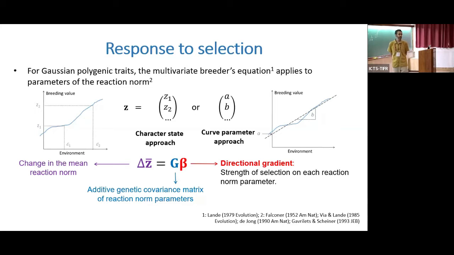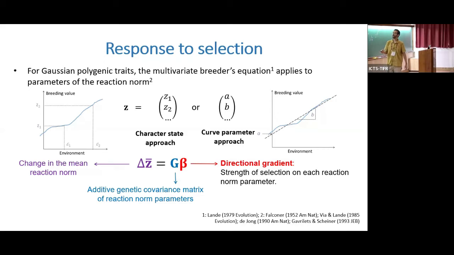Turns out that in both cases, if these traits, either the trait value in each environment or the curve parameter traits, are polygenic and normally distributed, then you can apply the multivariate breeder's equation to them, which we've seen before. So the change in the mean trait is a vector, as I think Enrique was presenting yesterday. You have the vector of all these traits. It could be either the vector of trait values in each environment, or the vector that includes the intercept, the slope, the curvature, etc.